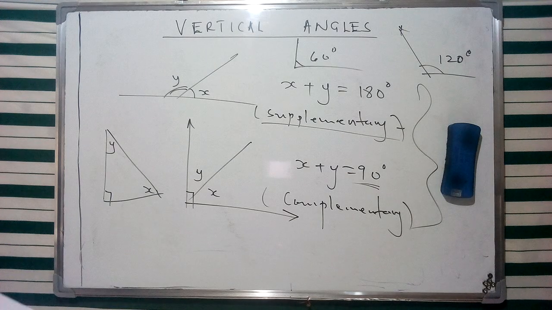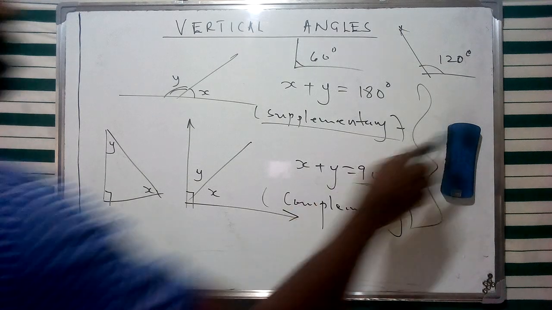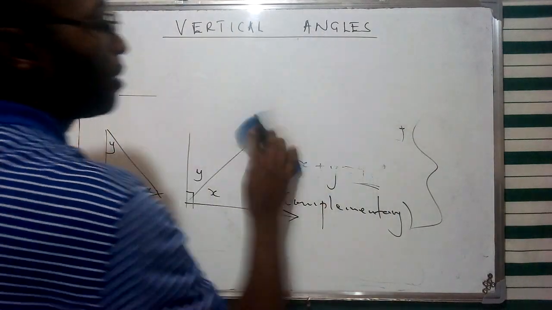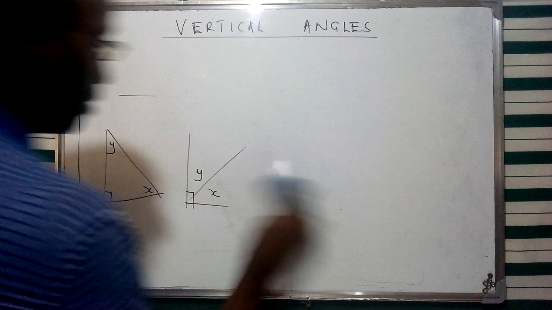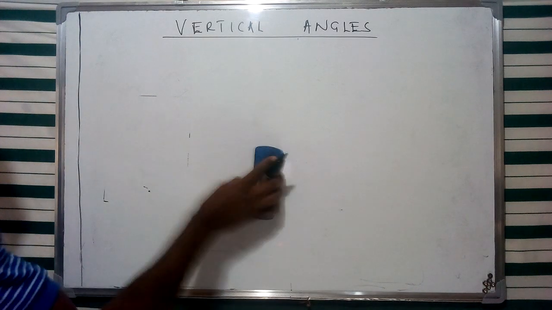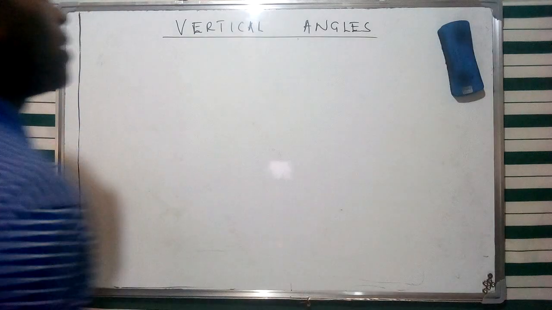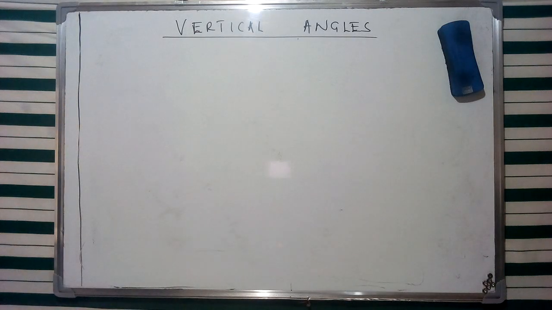So in today's discussion, we're going to look at the concept of vertical angles. The term vertical in this respect does not refer to the concept of lines. We're going to see it given a different meaning in this case for angles, so it does not have a relationship with vertical lines.